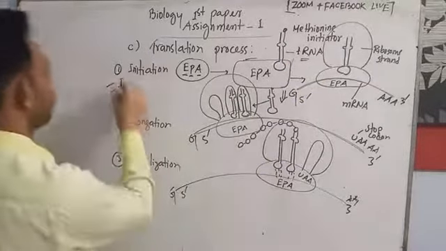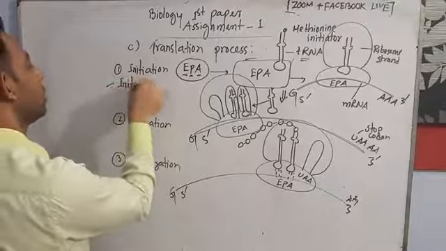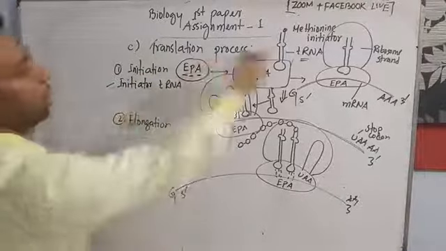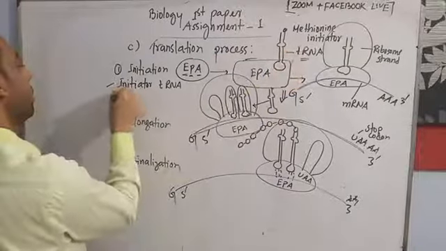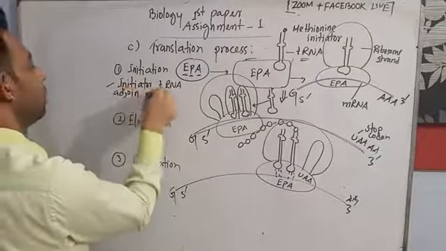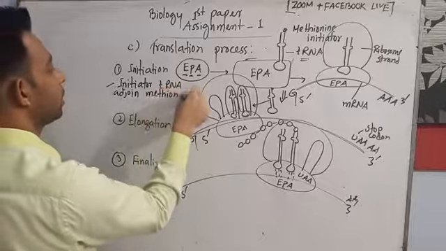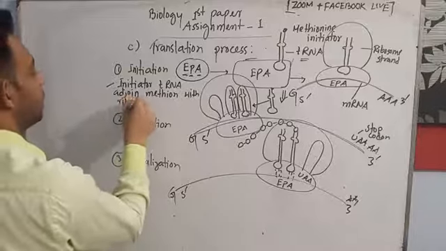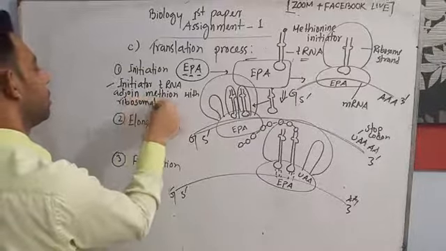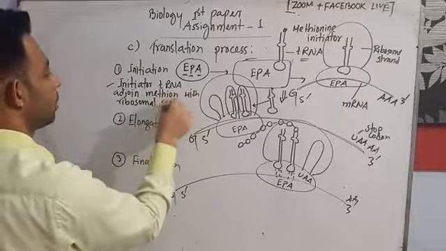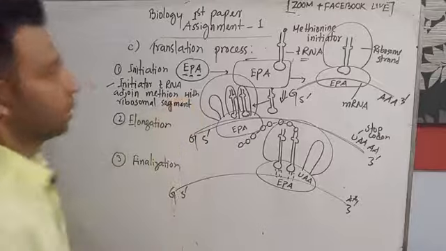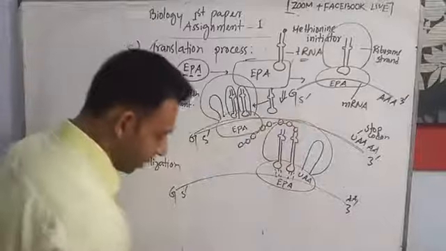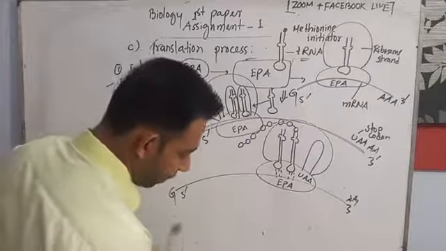Initiator tRNA adjoins methionine with the ribosomal segment. Yes, the very first time the ribosomal segment, and that ribosome is already going through, and this complex is going through.